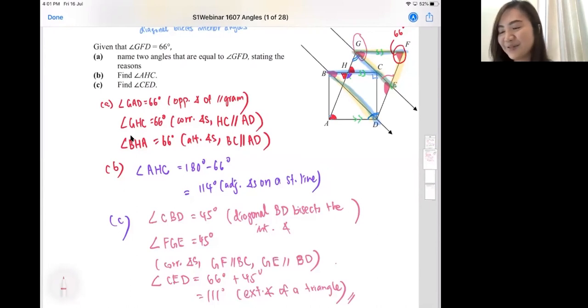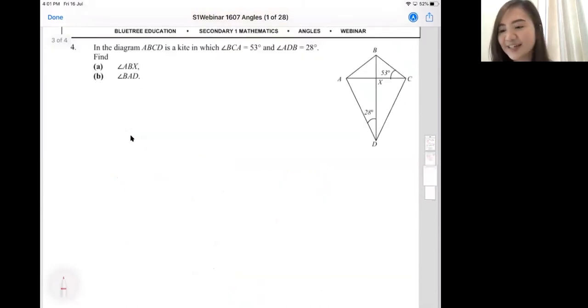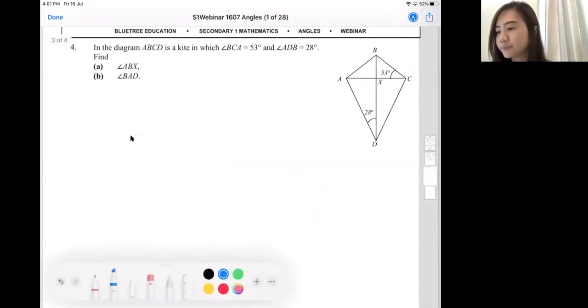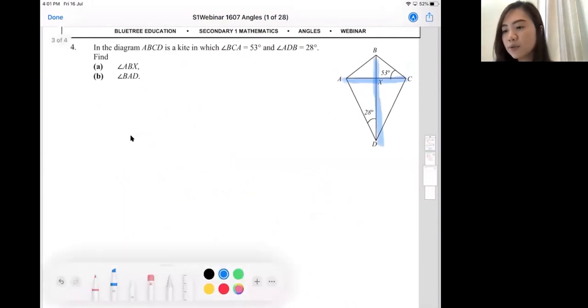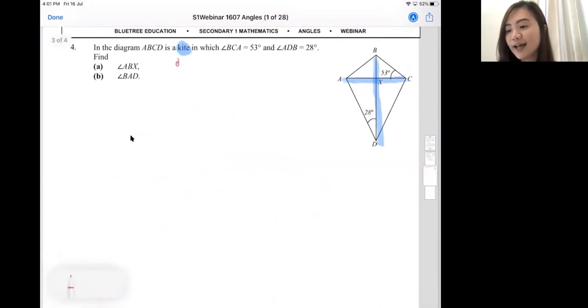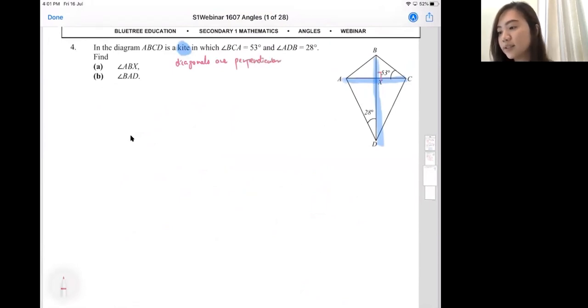Okay, let's look at question number 4. A kite. Related properties. The diagonals are 90 degrees apart. AC, BD are diagonals. So when you look at a kite, you need to recall the related properties. The diagonals are perpendicular, 90 degrees. So this is 90 degrees.